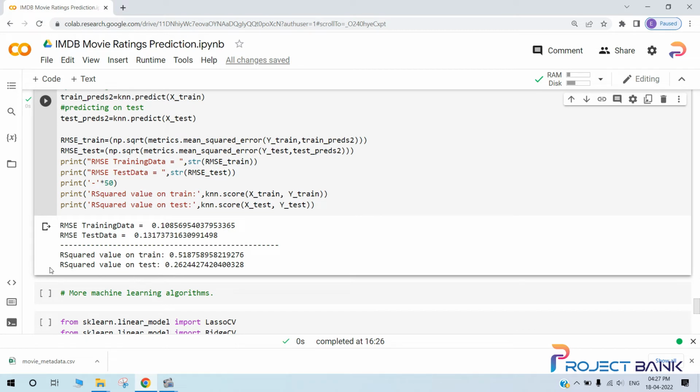Here also the values are not very good, and we have a lower R square value on train and test data, and this model is performing very badly. So far we will stick to the random forest regressor, which has performed very well.